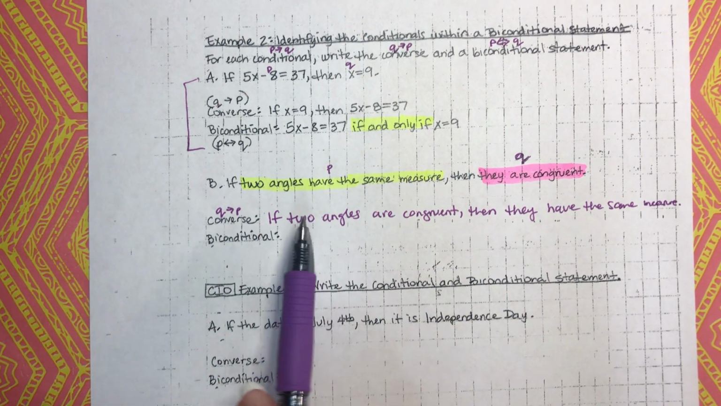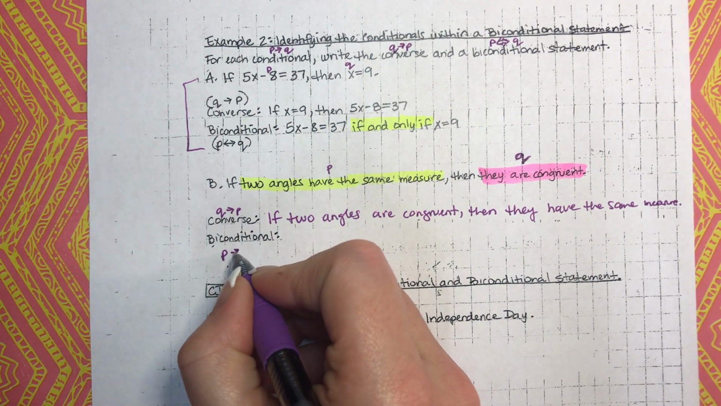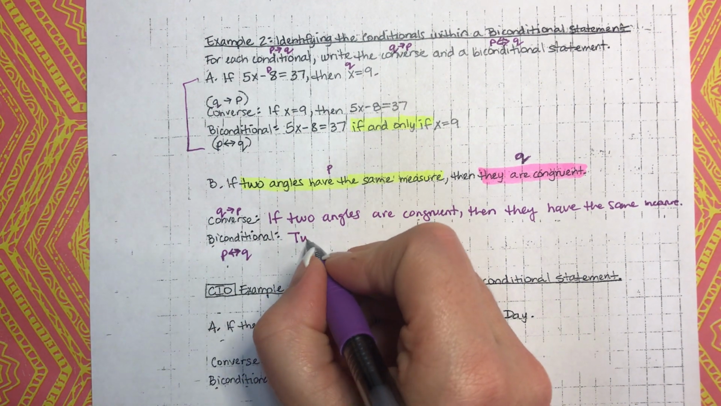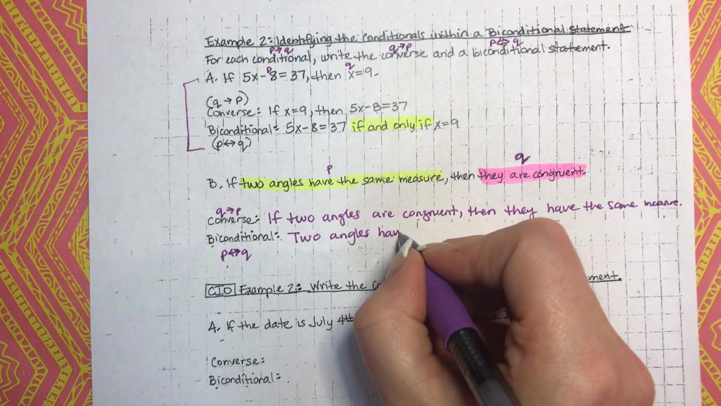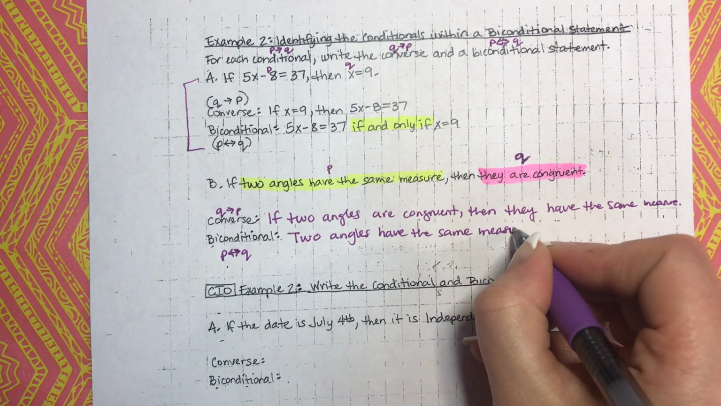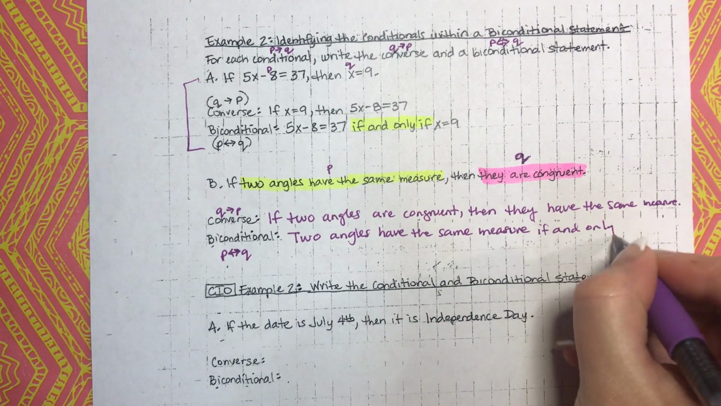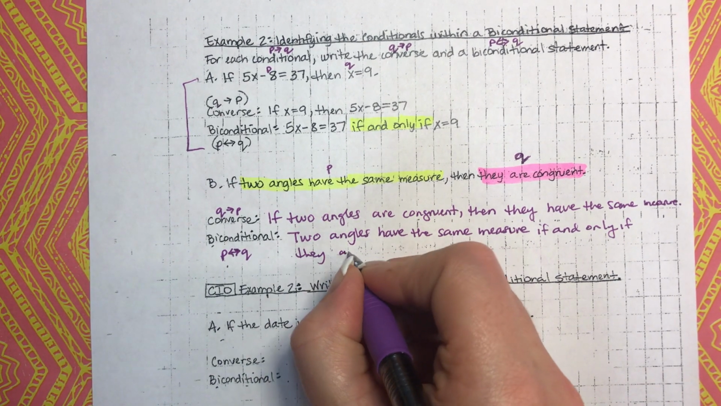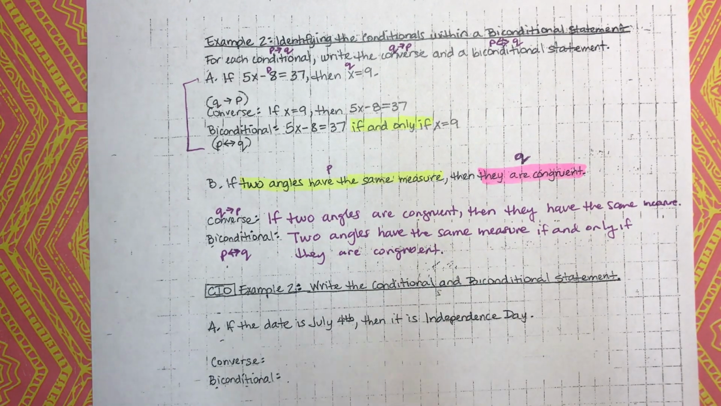Then the biconditional, remember, is P to Q, but it's a double arrow. So we just start with the hypothesis. Two angles have the same measure, if and only if they are congruent. They are congruent. And there you have it. There is the biconditional statement.